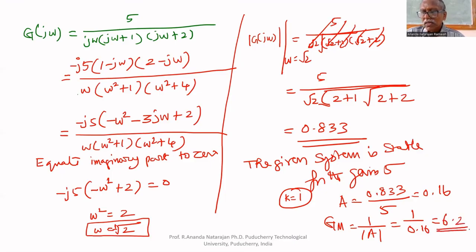6.2. Therefore, we can increase the gain up to 6.2. Already it is 5. If the value is above 6.2, it will definitely be unstable.